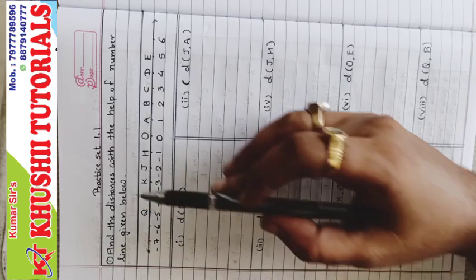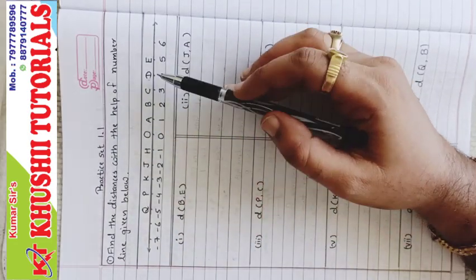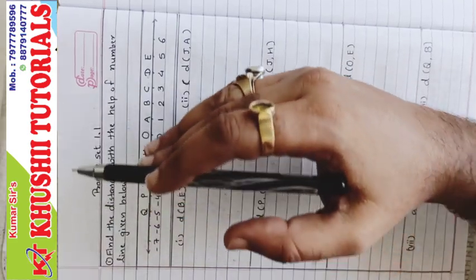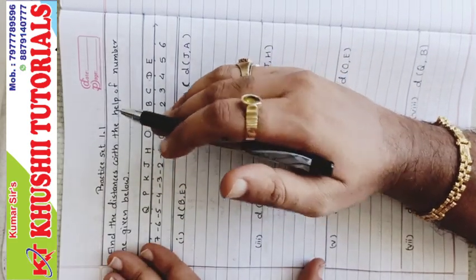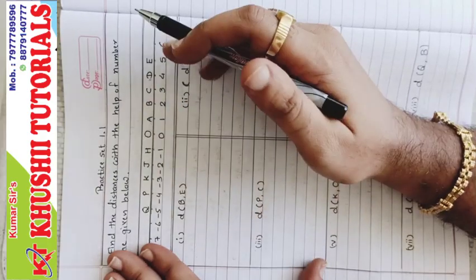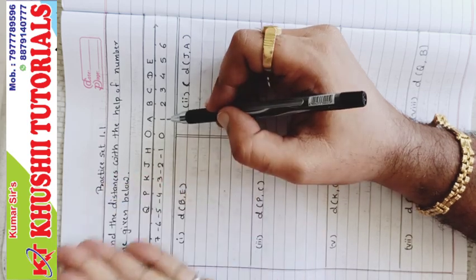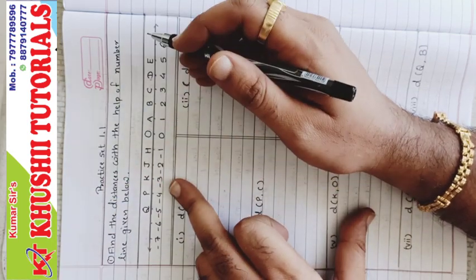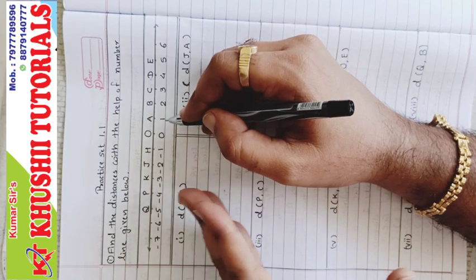Practice set 1.1. Find the distance with the help of the number line given below. The number line is given. Remember, on a number line, the number to the left is always less than the number to the right. So if I say compare minus 3 and 1, minus 3 is on the left side and 1 is on the right side. So definitely minus 3 is less than 1. That means 1 is greater than minus 3.